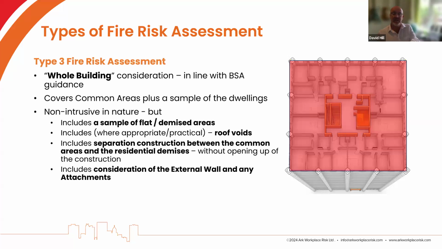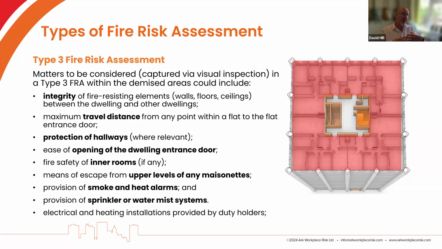Now, a lot of people get very concerned because they believe they're looking at areas that perhaps they have no control over. So the guidance that's come out within the draft code, and hopefully is going to remain within the code, is that what we're looking to do here is a visual inspection when we're undertaking a type 3 assessment within the demised areas. We're looking at areas such as purely the integrity of the fire resisting elements, the walls, floors, and ceilings between the dwelling and other dwellings as well.